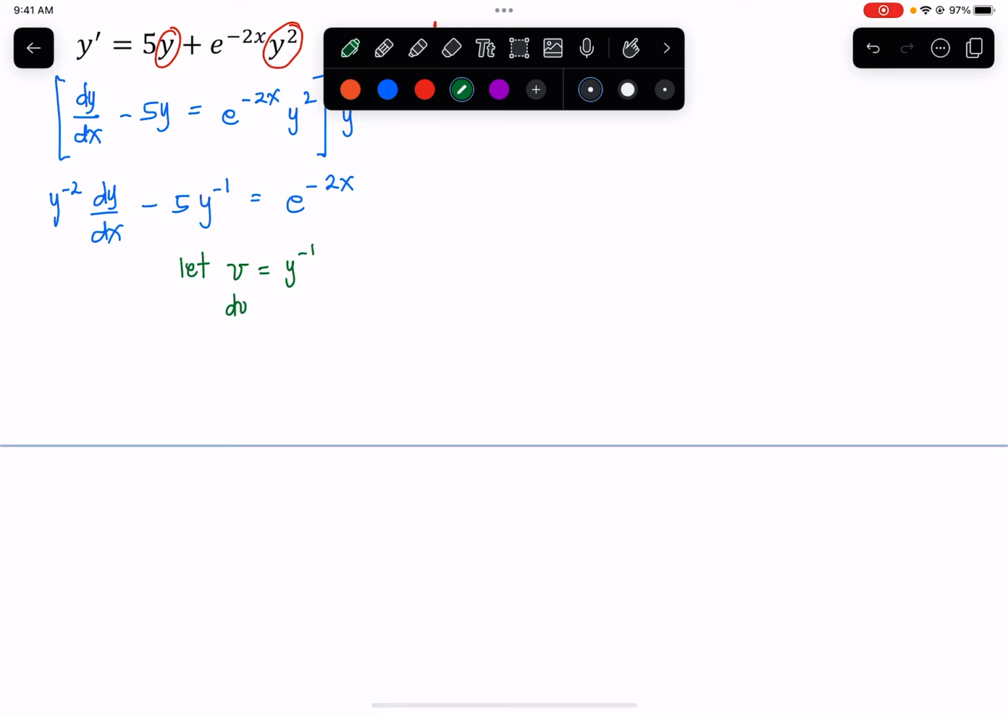And then we have dv, so we derive it with respect to x. So dv over dx will be equal to, by the power rule, negative y raised to negative 1 minus 1, that's negative 2. And then we derive y with respect to x. As you can see here, the only difference is the negative sign. So multiplying both sides by negative, that will lead to negative dv over dx is equal to y raised to negative 2 dy over dx.